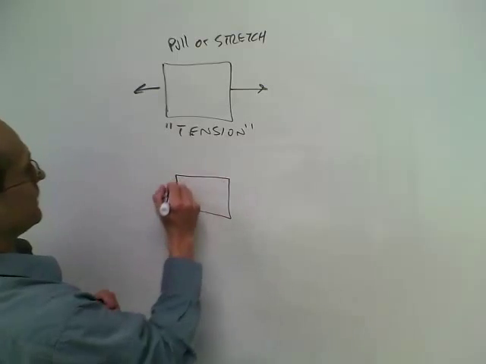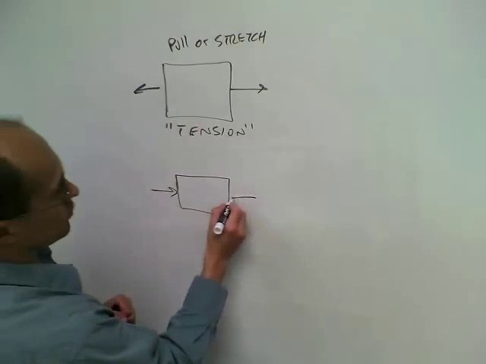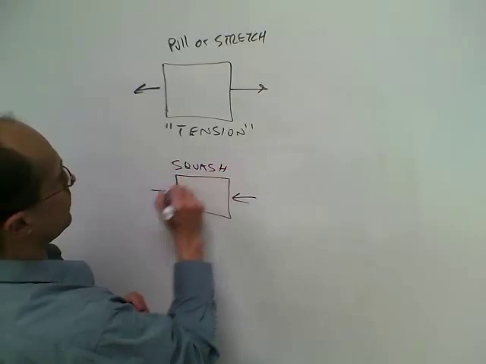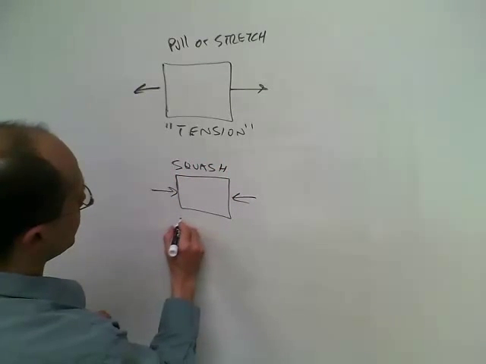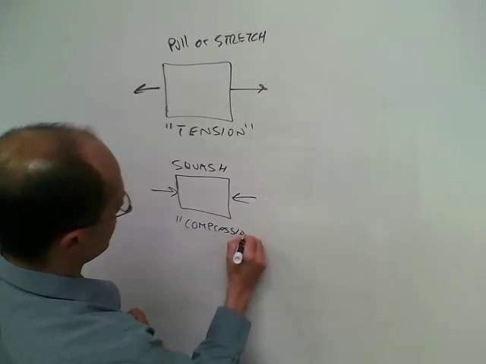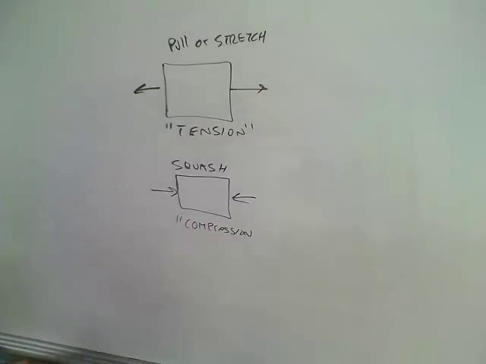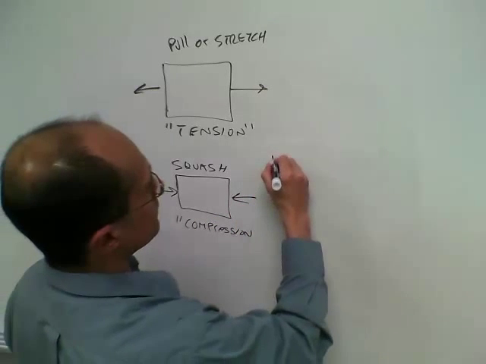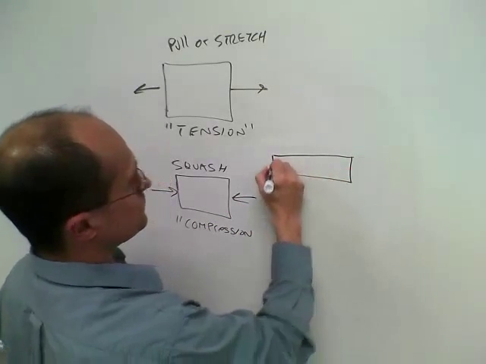The other case we can look at is if we squash or squeeze our object. If we squash or squeeze, then we put our thing under compression. And so a simple example of looking at squash, tension, and compression is if you have a beam.